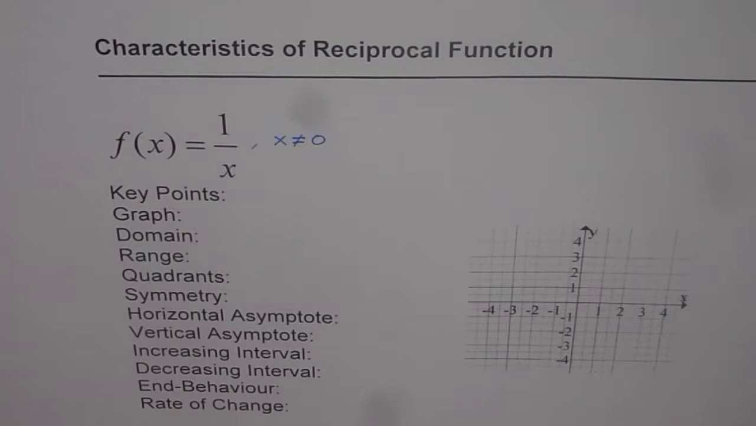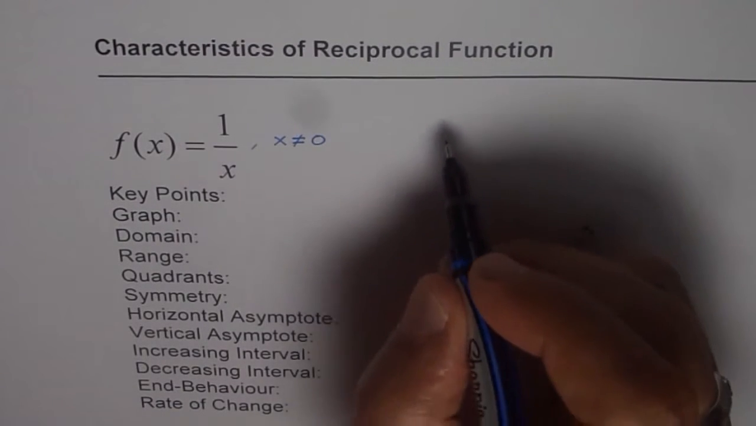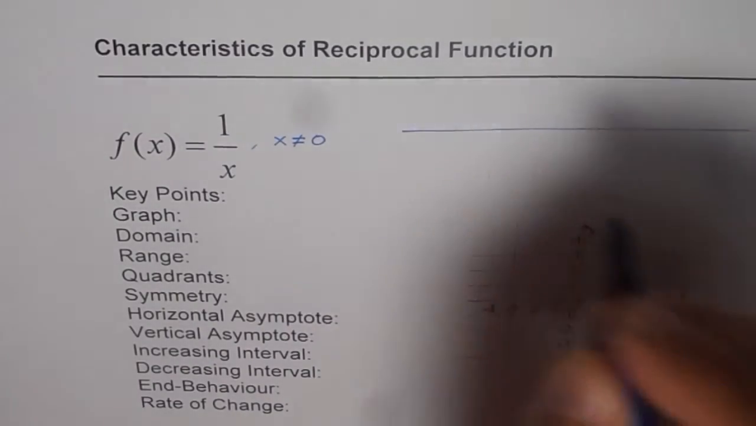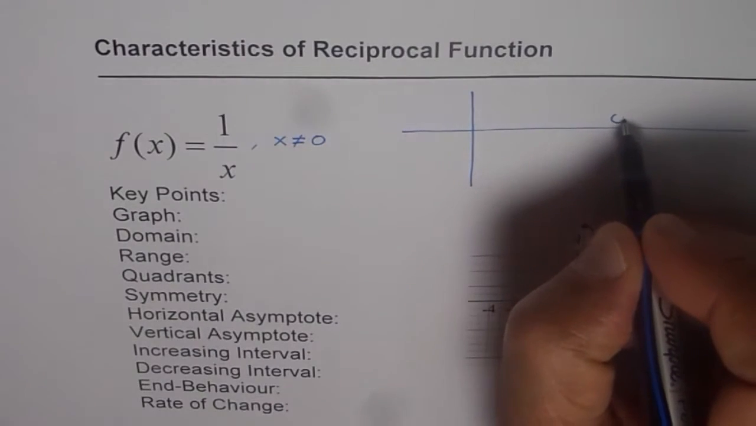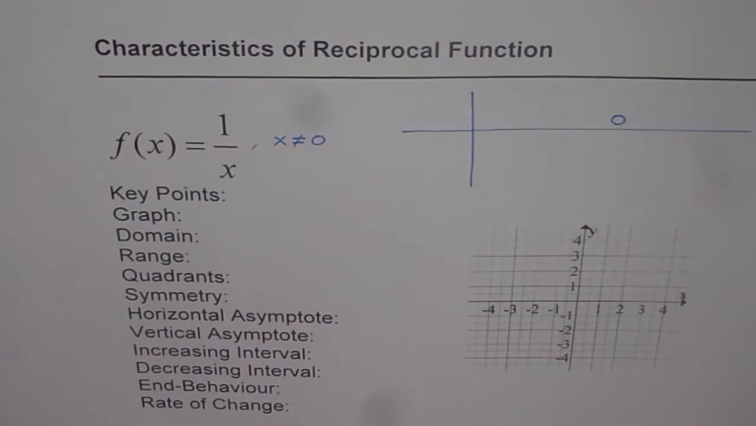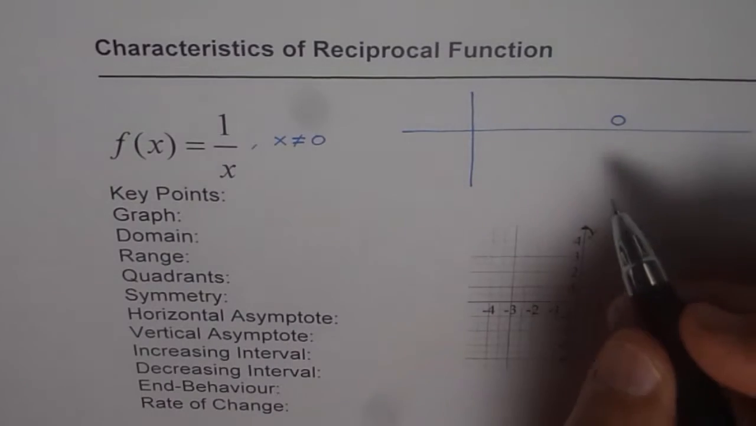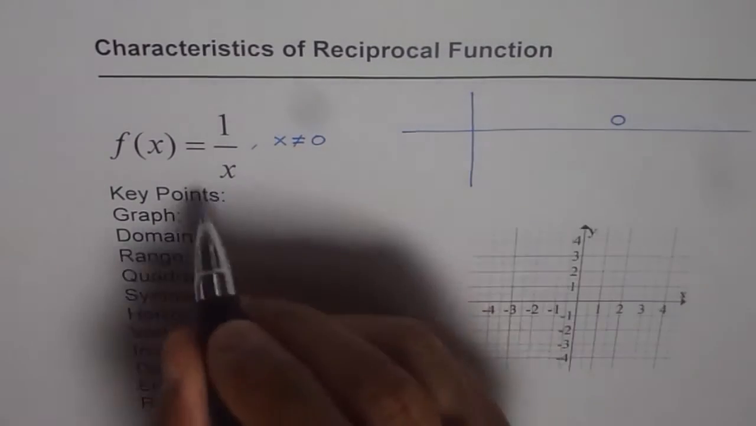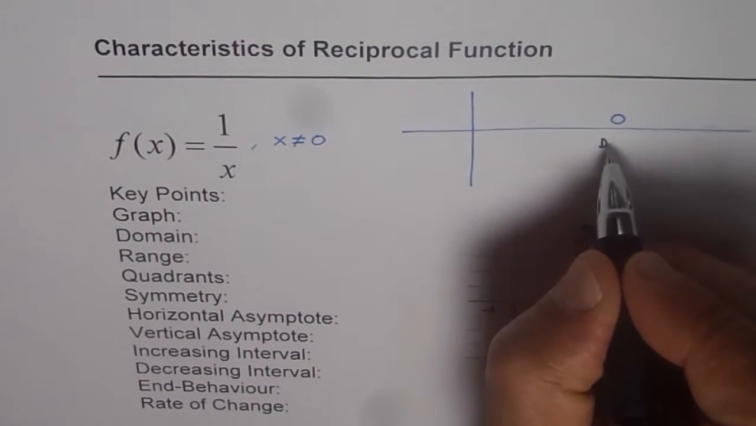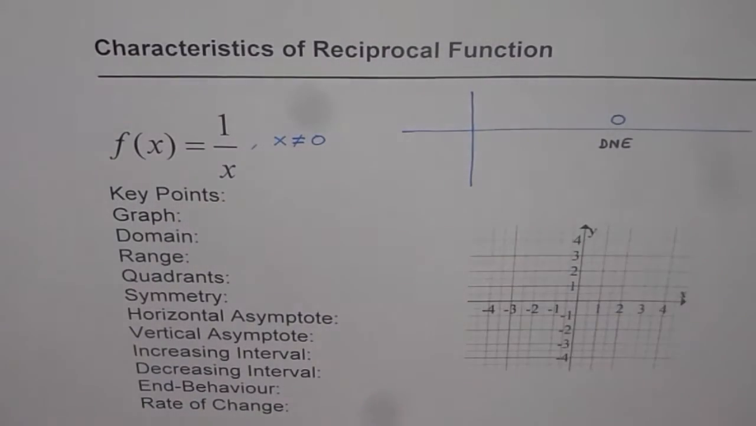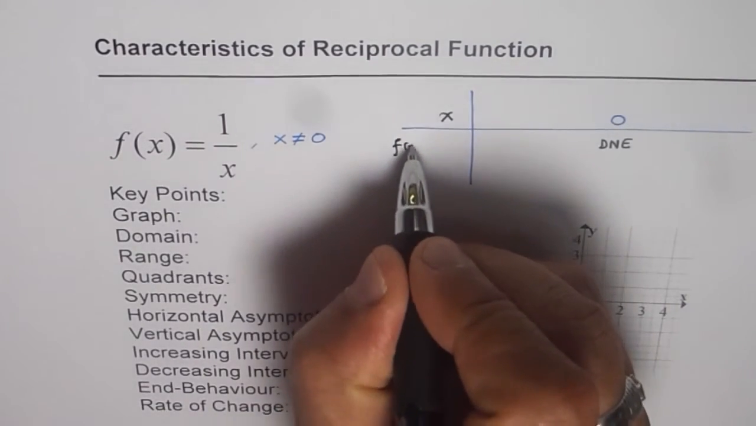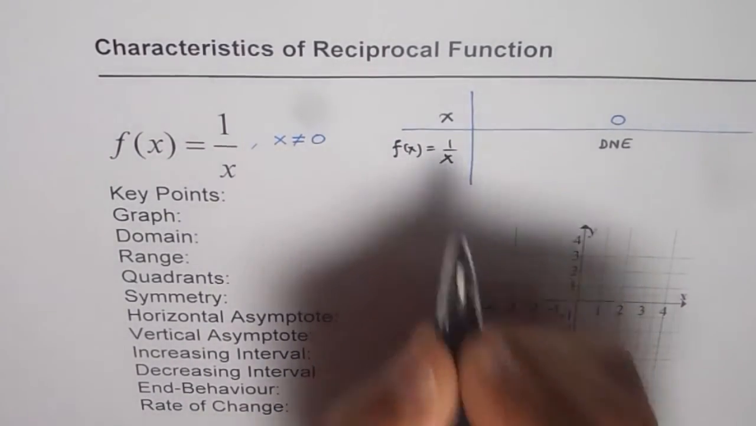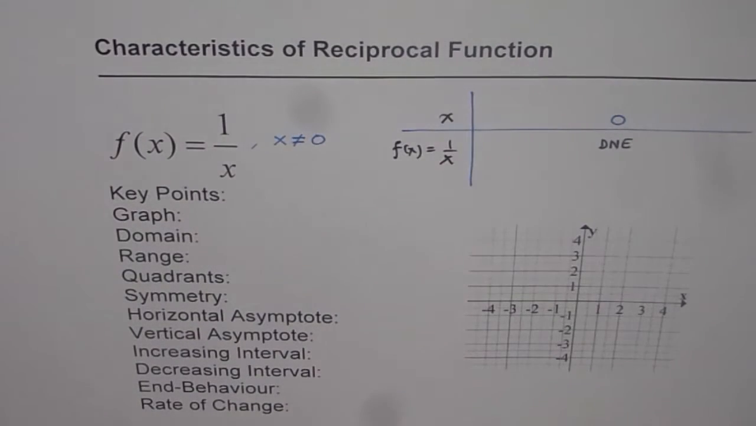Now to consider the key points, I would like to take these points. We'll start with 0, which is not permitted since 1 over 0 is not a defined value. So if x is equal to 0, then f of x does not exist. So I'm writing DNE for that. So we'll take up some x values and then figure out what is f of x for those x values. f of x is 1 over x.